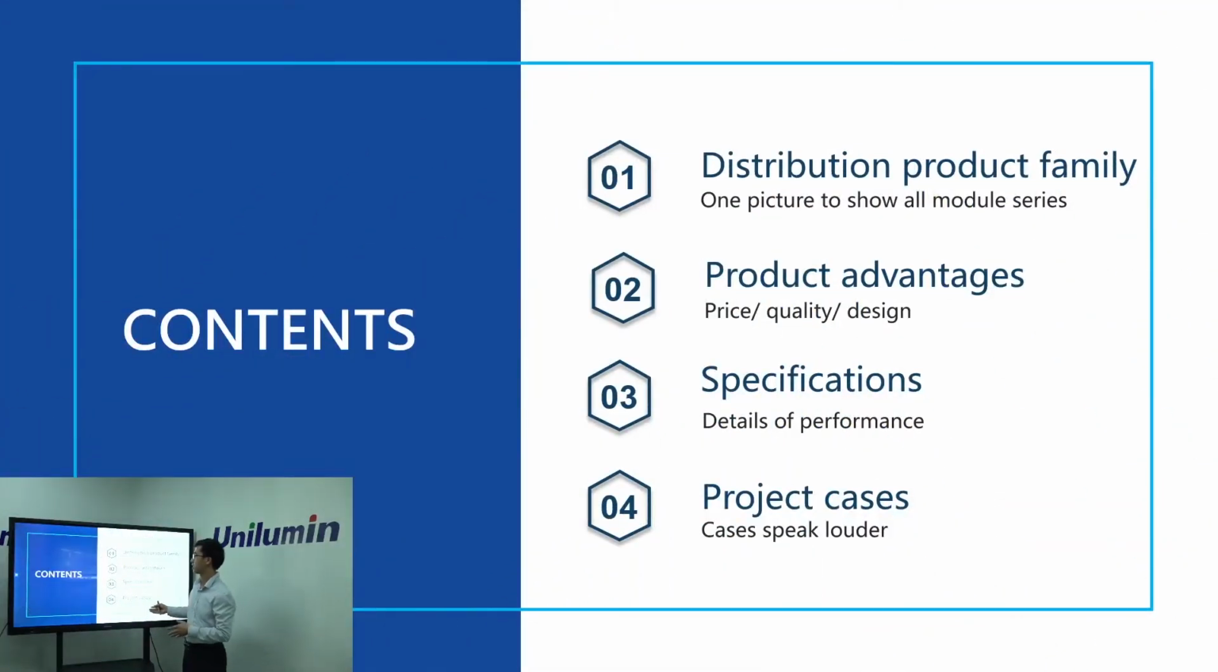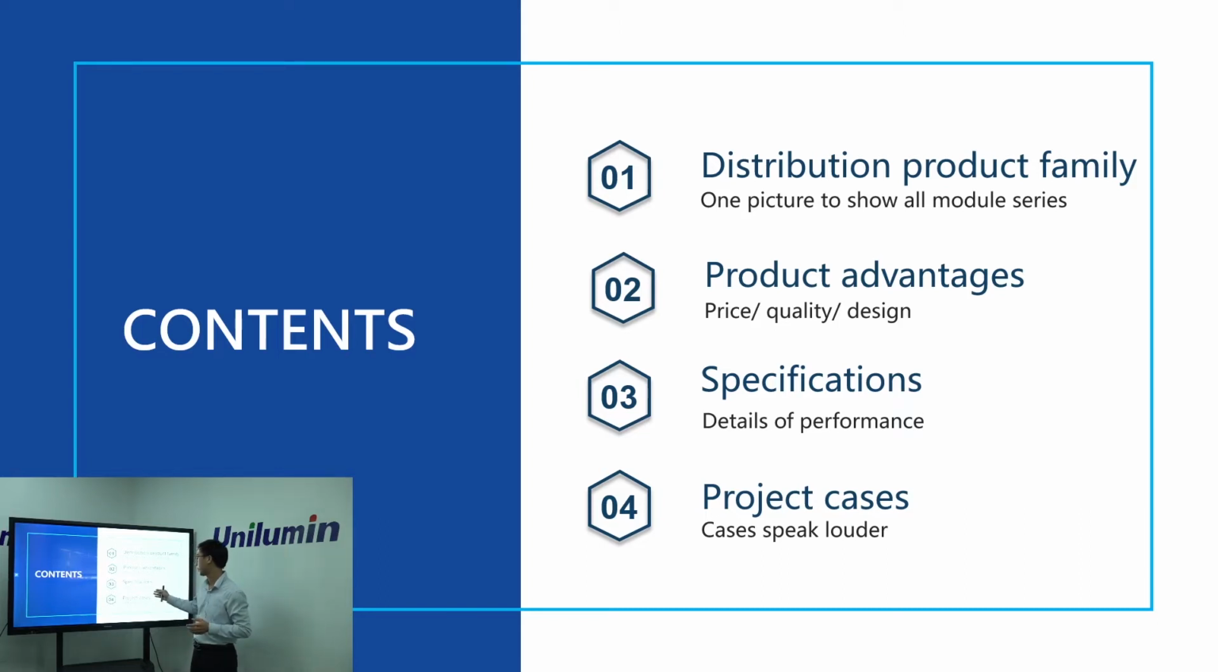For this presentation, it has 4 parts. The first, about the distribution product family. Here, we use one picture to show all the product family to you. And then for the second part, it's about our product advantage. Here, we will tell about our price and the quality and the design.